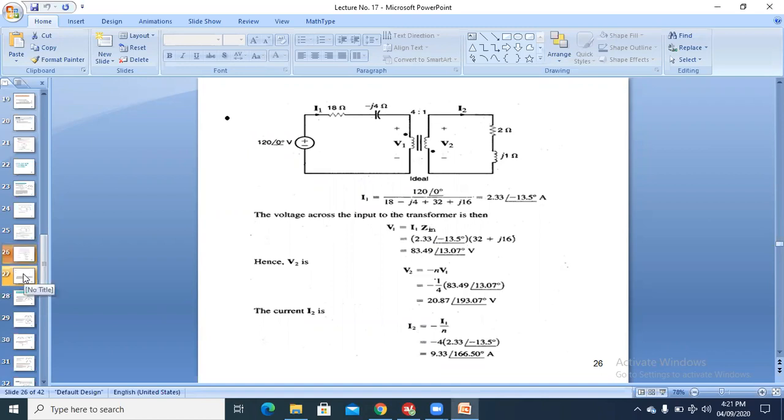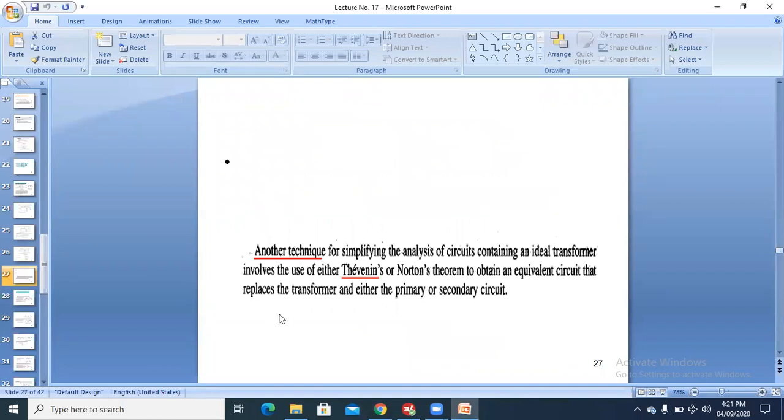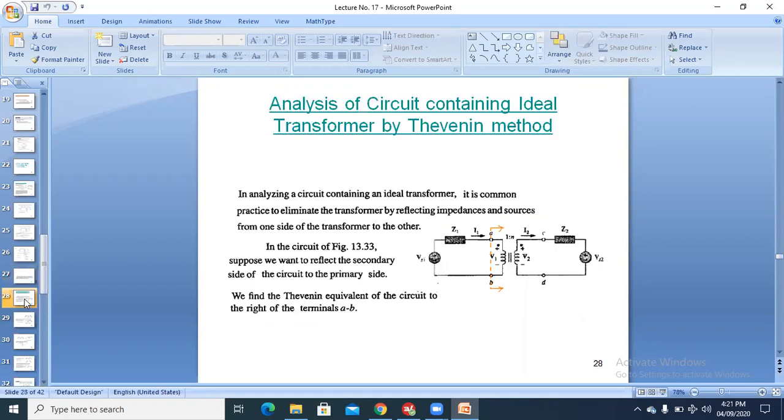So this is the one way to analyze the ideal transformer circuit. But we can use Thevenin and Norton's theorem to get the equivalent circuit of the transformer, either from primary to secondary side or secondary to primary side. So first we learn the Thevenin theorem.